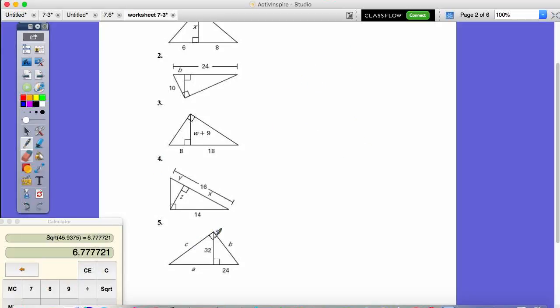Number 5. I don't have either leg. I have an altitude. And the first thing I'm going to find is A, which is part of the hypotenuse. So using the geometric mean altitude theorem, I want to find A. I think on the worksheet, a lot of you were saying, where did I get 9 from? It's not 9, it's A. And that's 24. A and 24 are the two parts of the hypotenuse.